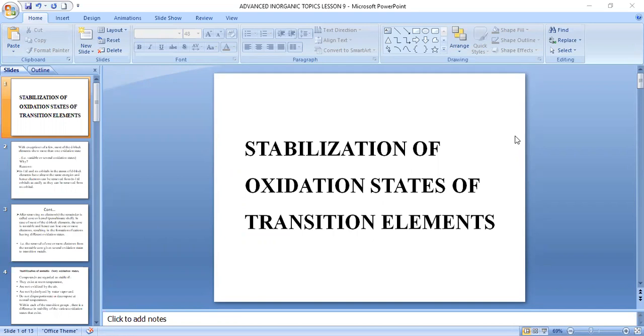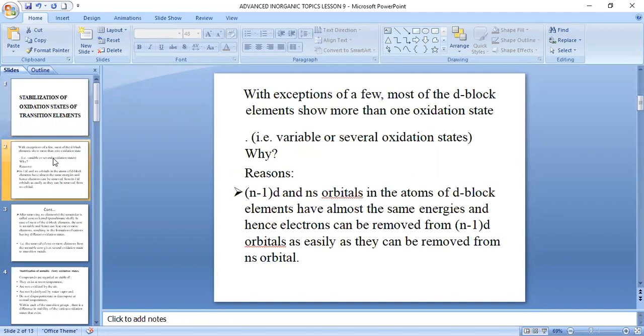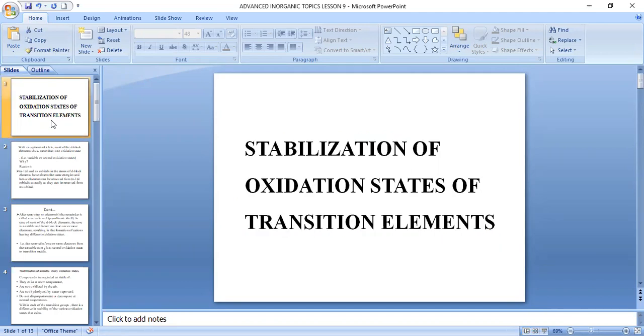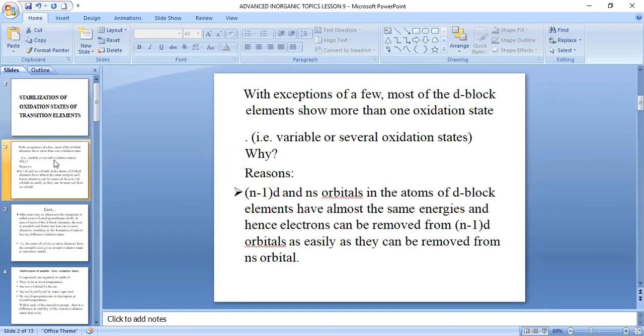In lesson 8, we looked at inorganic polymers containing phosphorus. Today, we are going to look at stabilization of oxidation states of transition metal elements. With the exception of a few, most of the d-block elements show more than one oxidation state.